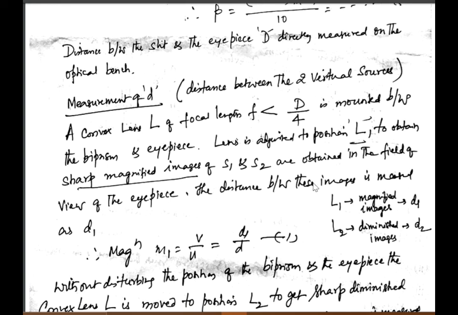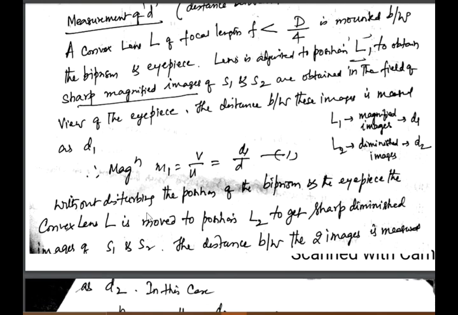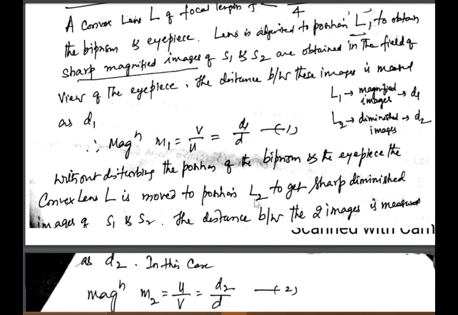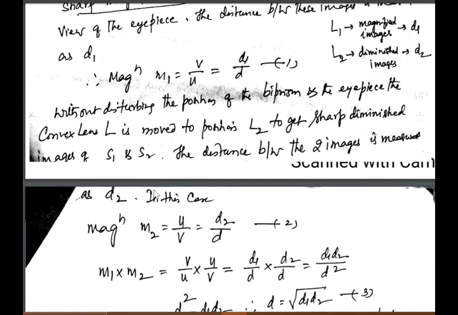Now the distance between these two images is measured as D1. So therefore, magnification M1 is V by U, image distance by object distance, which is equal to D1 by d. Similarly, without disturbing the position of the biprism and the eyepiece, the convex lens L is moved to position L2 towards the eyepiece to get sharp diminished images of S1, S2. Now the distance between the two images is measured as D2 in the second case. So in this case, magnification M2 will be D2 by d.